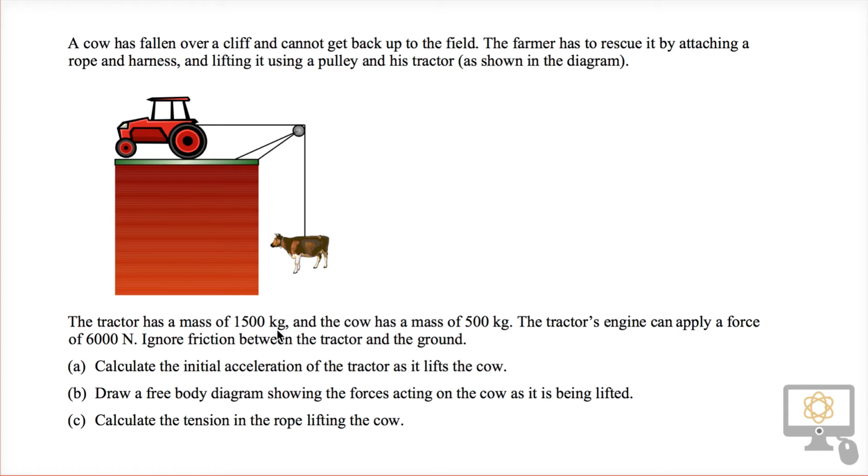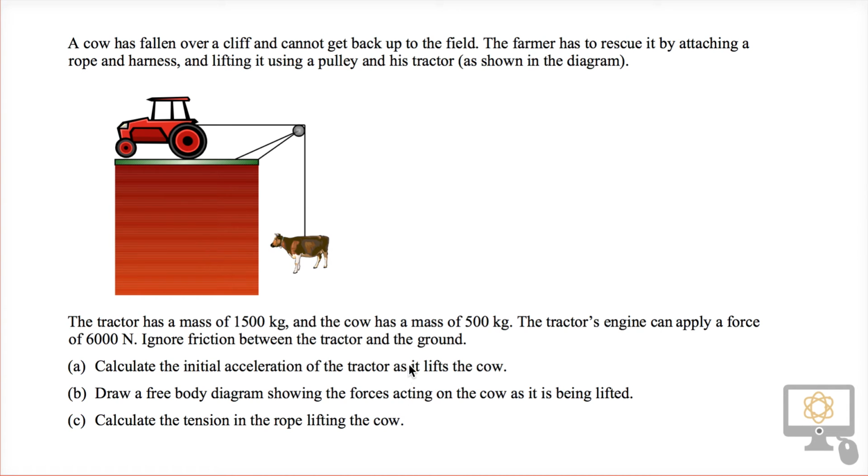So the tractor has a mass of 1500 kilograms and the cow is 500. The tractor's engine applies a forward force of 6000 newtons and friction can be ignored between the tractor and the ground. So there are three questions here. First of all, what's the initial acceleration of the tractor as it lifts the cow? Draw a free body diagram and calculate the tension in the rope lifting the cow.